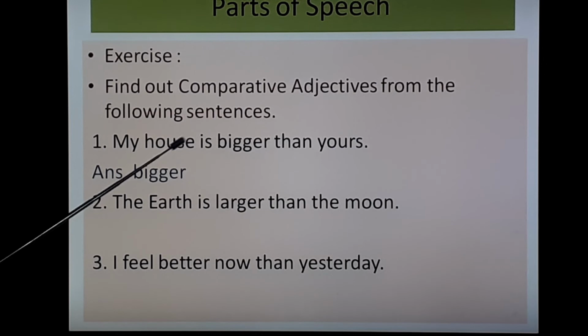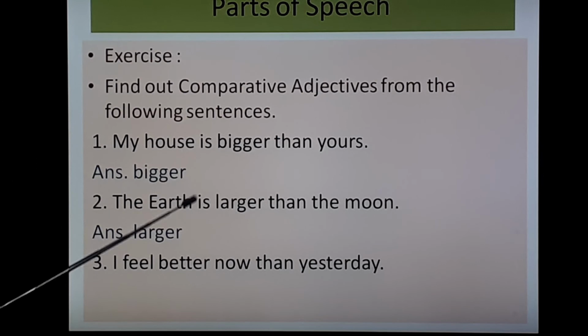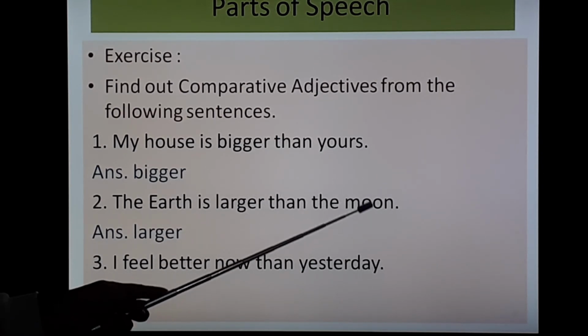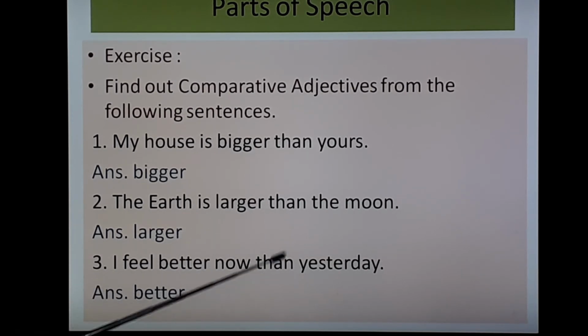First, my house is bigger than yours. So here bigger, that is comparative adjective. Second, the earth is larger than the moon. So here larger, that is comparative adjective. Third, I feel better now than yesterday. So here better, that is comparative adjective.